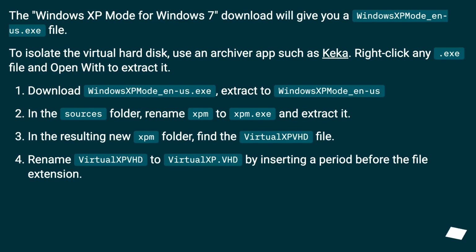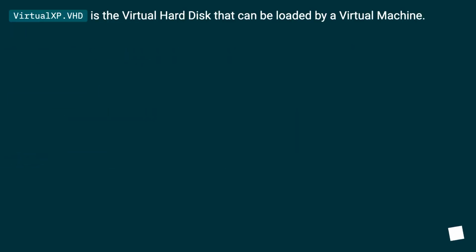Download windowsxp_mode_ns.exe, extract to windowsxp_mode_ns. In the sources folder, rename XPM to XPM.exe, and extract it. In the resulting new XPM folder, find the virtualxp file. Rename virtualxp to virtualxp.vhd by inserting a period before the file extension. Virtualxp.vhd is the virtual hard disk that can be loaded by a virtual machine.